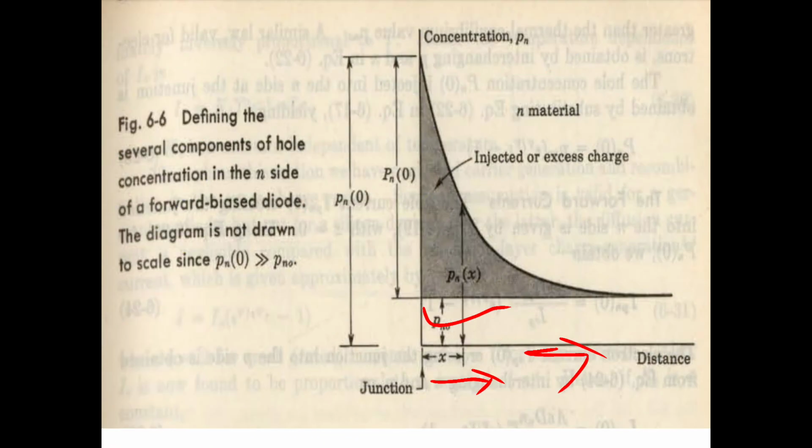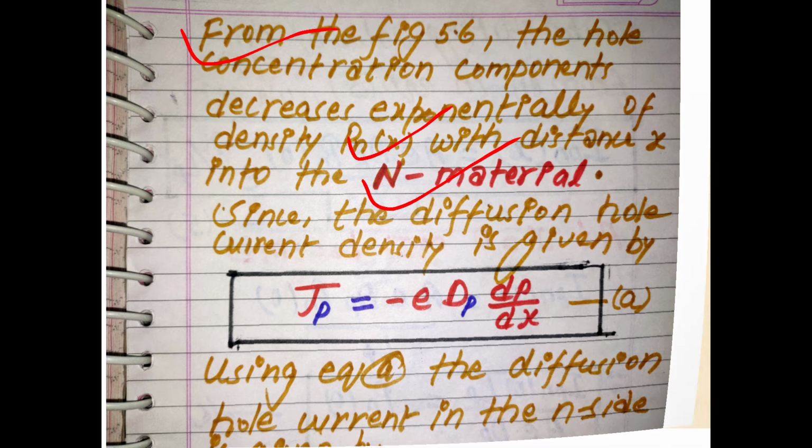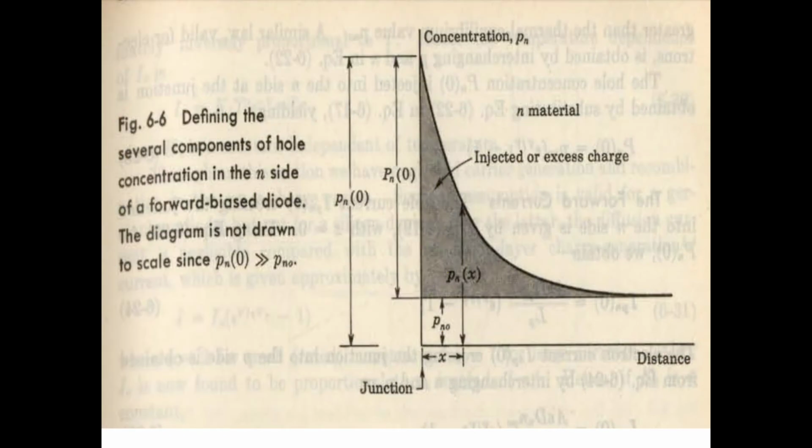So now we will derive another equation. From figure 5.6, the hole concentration Pn of x decreases exponentially with distance x into the N material. You can see this from the figure. This is the figure for concentration Pn, which is a function of x. As the distance x increases, the concentration decreases exponentially. You can see this from the graph.